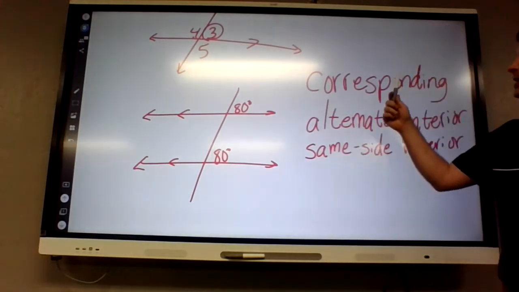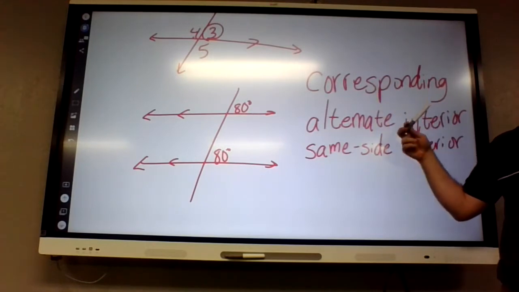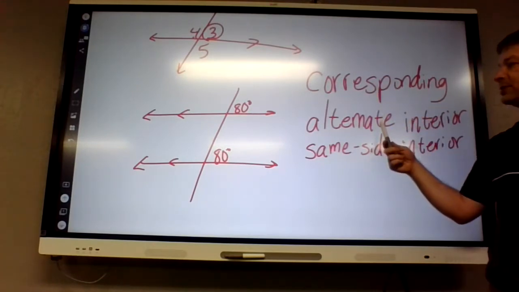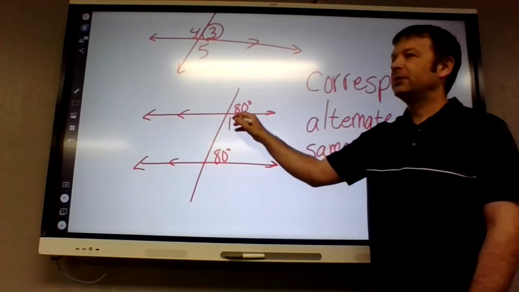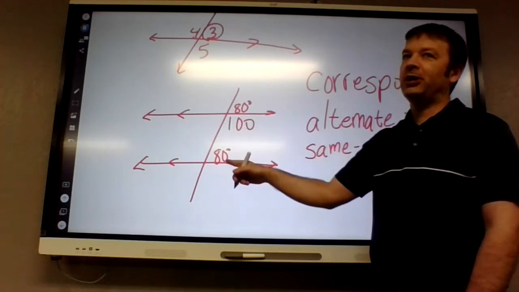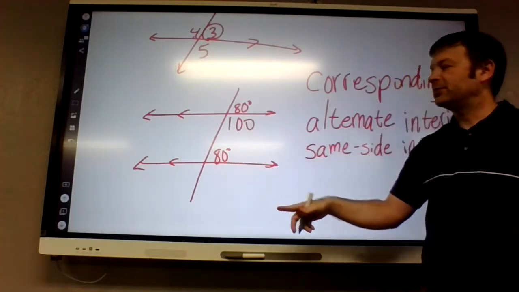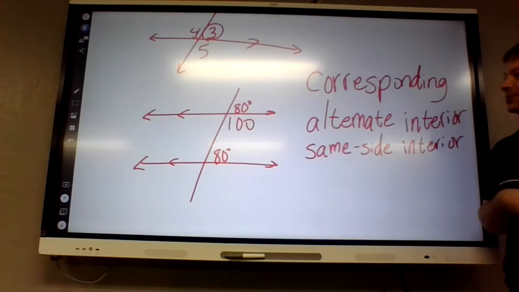So if corresponding angles are congruent, lines are parallel. If alternate interior angles are congruent, lines are parallel. If same side interior angles are supplementary, the lines are parallel. Or alternate exterior angles are congruent, lines are parallel.